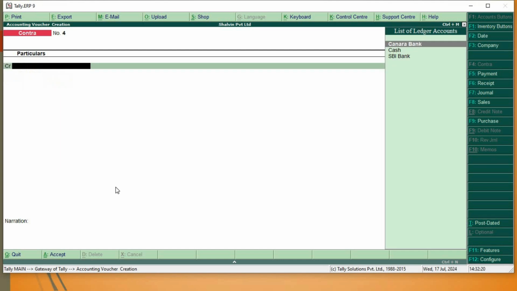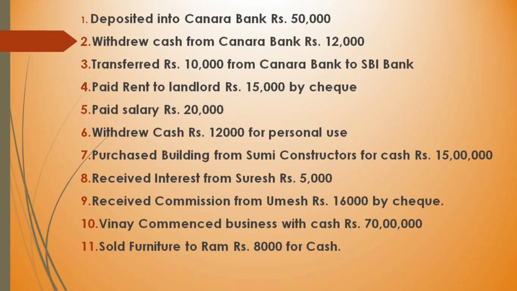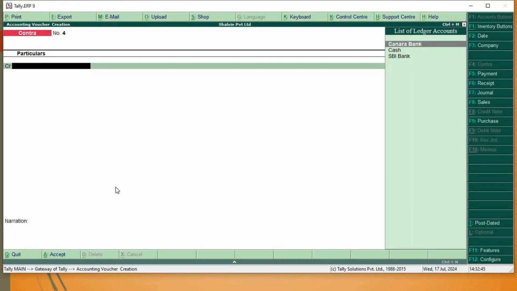So these are the only 3 entries that you can do in Contra Voucher. Depositing into bank, withdraw from bank, and bank to bank. Transferring of amount from one bank to another bank. So let's move on to the next transaction. Paid rent to landlord rupees 15,000 by check. So here, what are the 2 types of ledger account? One is rent, the other one is bank. We are paying it, so it is in payment voucher.